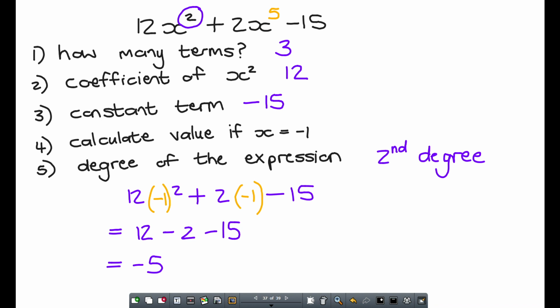Okay, good. Now, you guys know what like terms are. What is a like term? Stuff that is the same. The what? Stuffies.